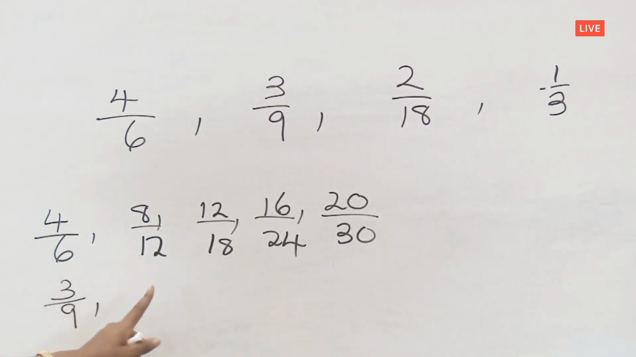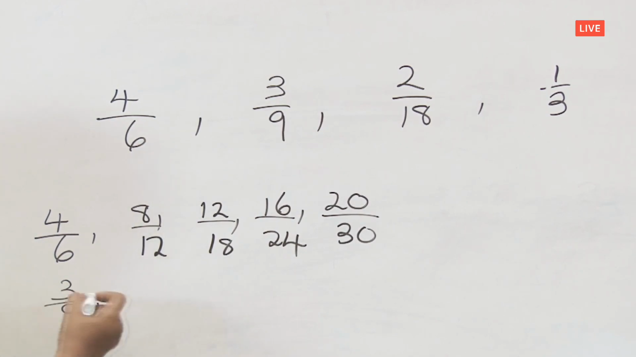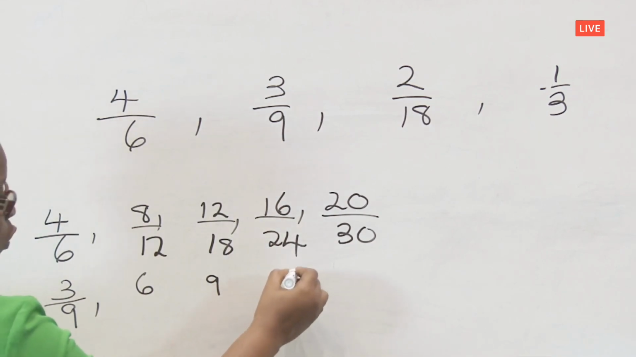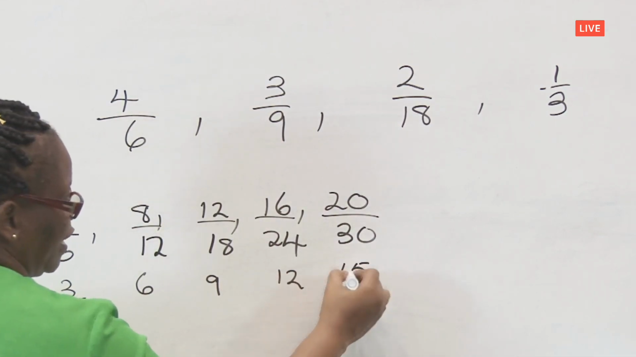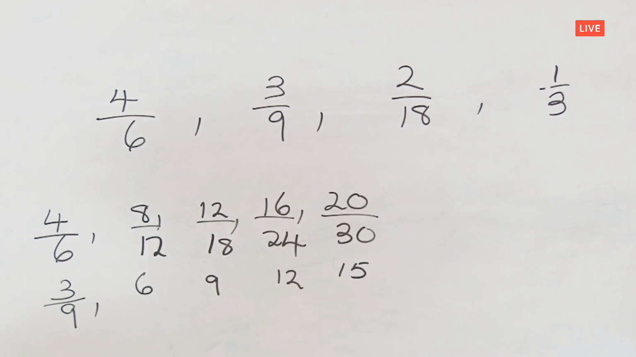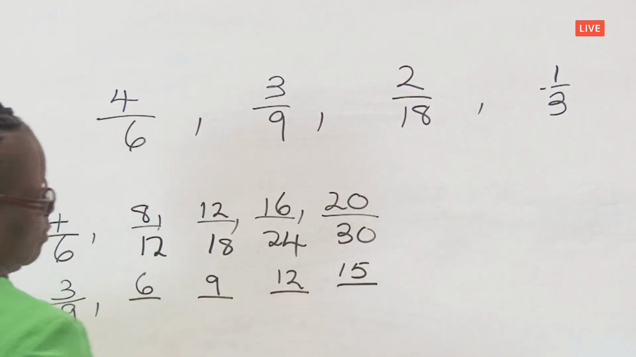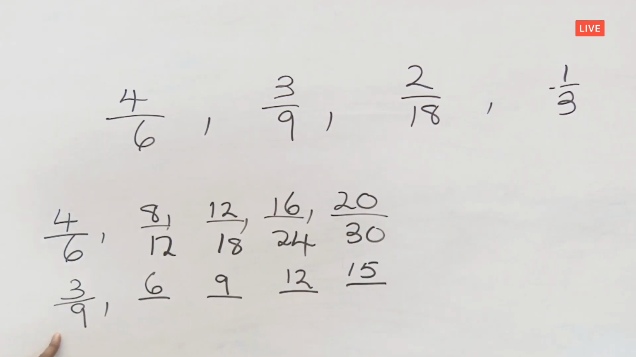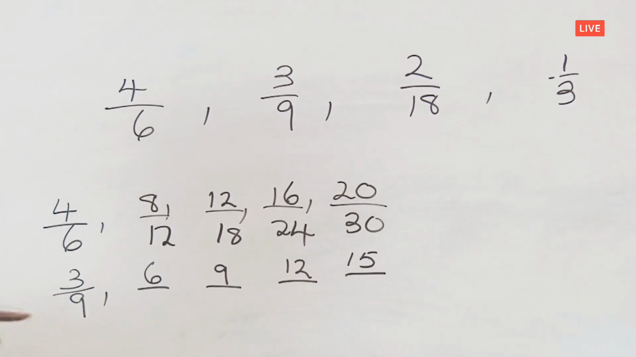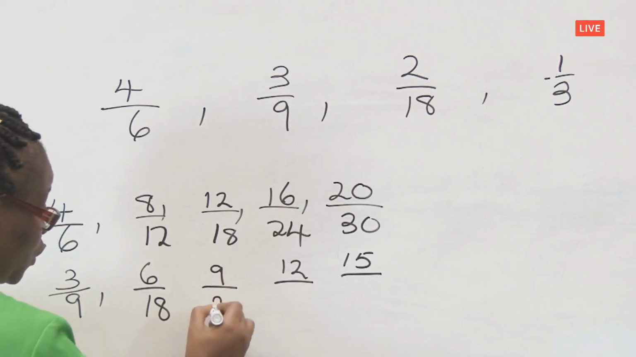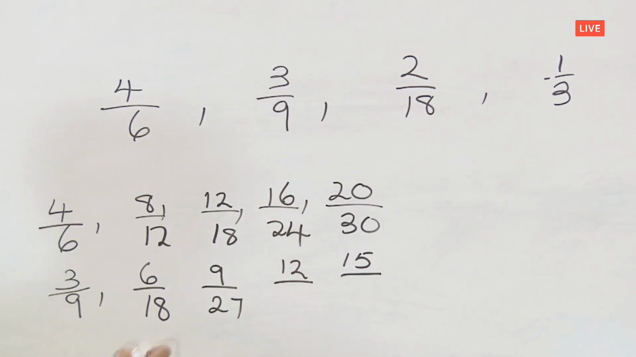So now we are going to generate equivalents for 3/9. So we start with 3/9. Now we get our numerators. So we start with 3, 6, 9, 12, 15. So we stay at 5. Vinculum, vinculum, vinculum, vinculum. And we generate our denominators.